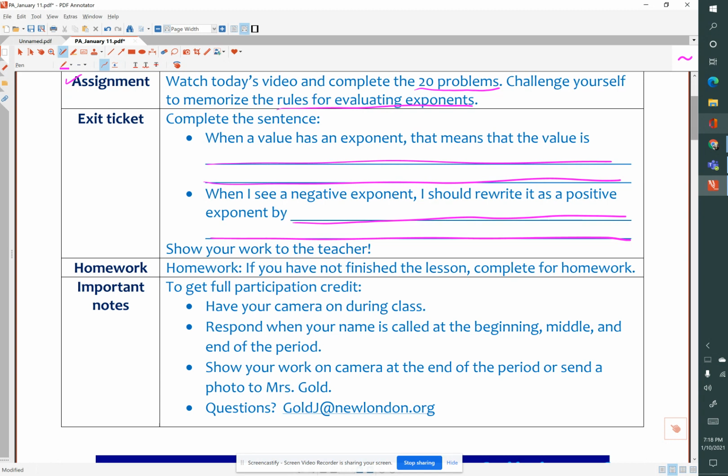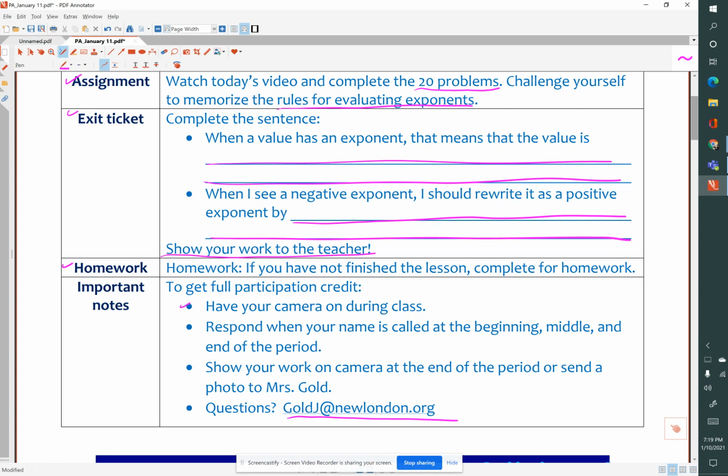Make sure to show me your work to get full credit. If you can't show it on camera, then take a picture and send it to my email, which is right down here. Remember, we don't have homework unless you don't finish your work. That doesn't mean you don't have to work during class. You do have to work during class. But whatever you don't get done, just go ahead and try to finish it up for homework. But you must show me your work. So even if you haven't finished it at the end of class, I want to see what you've done during class. That's your class participation.